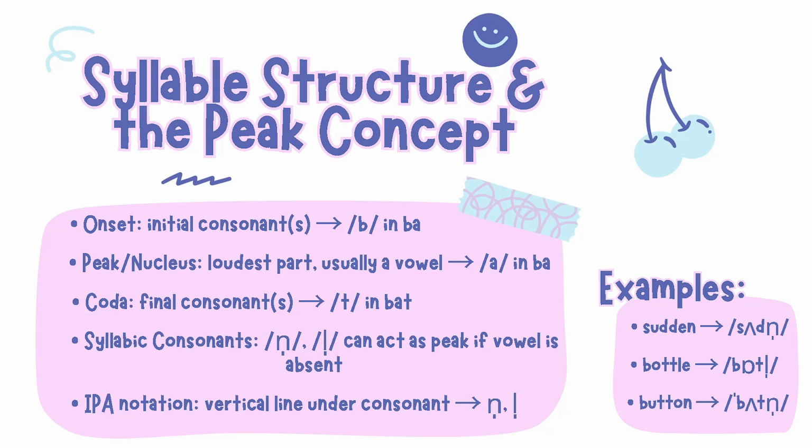But here's something interesting. Sometimes a syllable doesn't have a vowel sound. In that case, some consonants like n or l can take the place of the vowel. These are called syllabic consonants. For example, sudden, where n becomes the peak, battle, and button. We can see in the IPA that the small vertical line under the consonant like n or l shows that the consonant is syllabic.